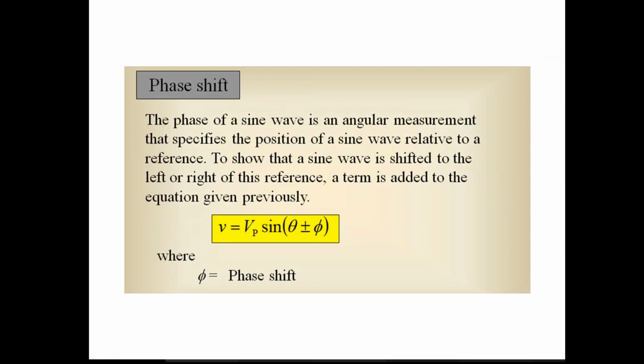Then coming to the next important term, it is phase shift. The phase of a sine wave is an angular measurement that specifies the position of a sine wave relative to a reference. To show that a sine wave is shifted to the left or right of this reference, a term is added to the equation given previously. So the phase of a sinusoidal waveform is an angular measurement that specifies the position of the sine wave. That angular measurement, which tells where the sine wave is, we call the phase.